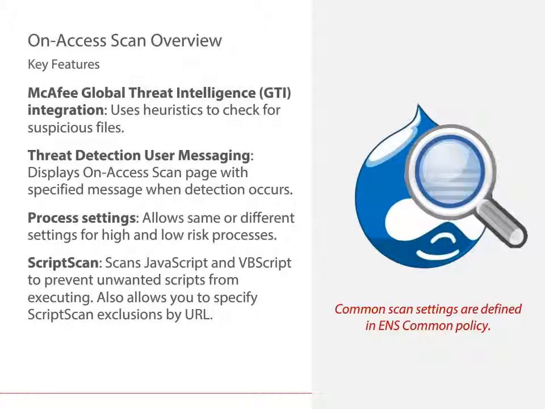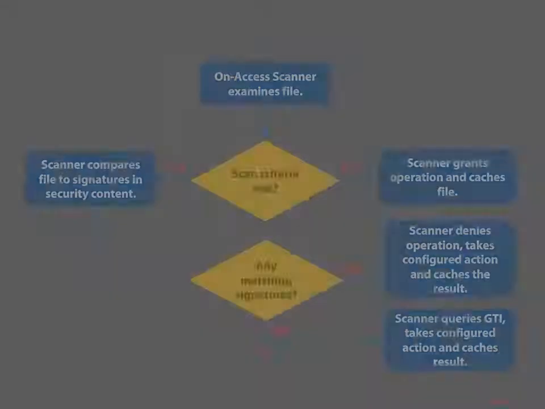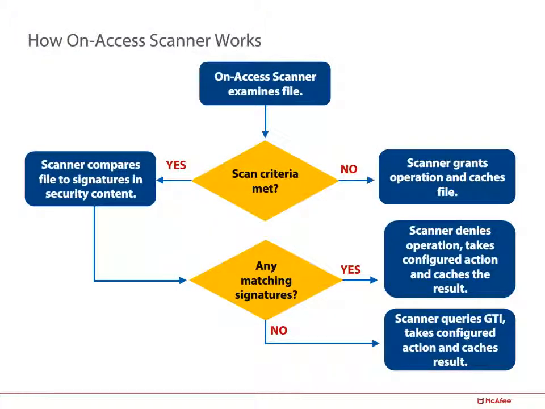We also have the script scan, which scans any JavaScript or VBS script to prevent any unwanted scripts from executing on your system. It also allows you to specify some exclusions by the URL for the script scan. All of the common scan settings are defined in the ENS common policy. This figure will illustrate how the on-access scanner works at a very high level.